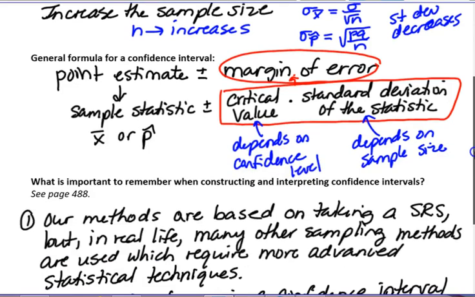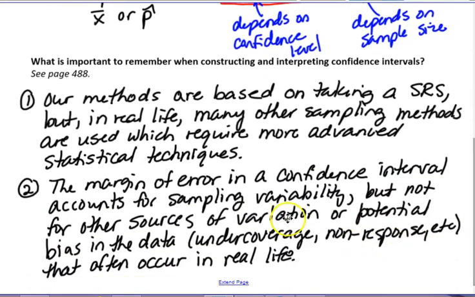Now, last little bit just to show you is just a couple of important reminders. What is important to remember when constructing and interpreting confidence intervals? I want to give you just kind of a real life example, like if you're looking at confidence intervals in real life and you see maybe a poll in the newspaper saying support for this candidate is about 45% with a 3% margin of error.